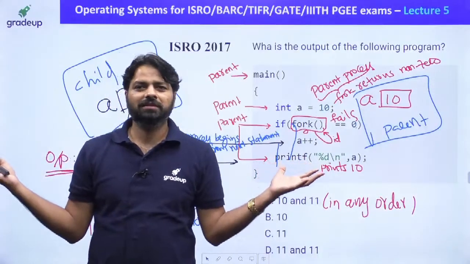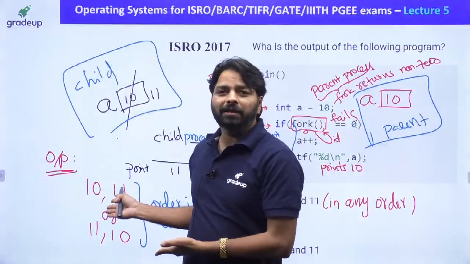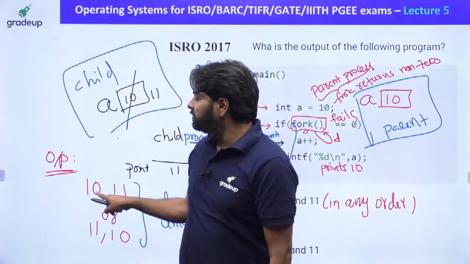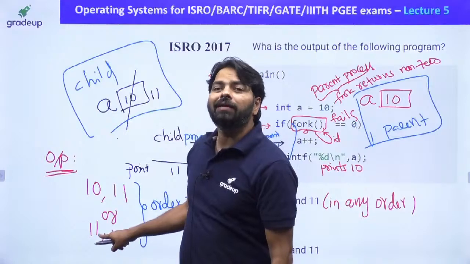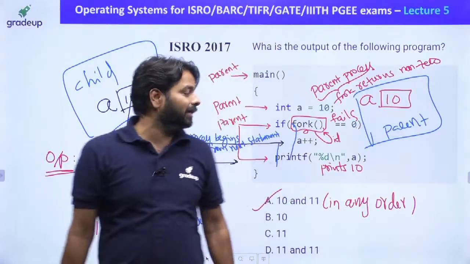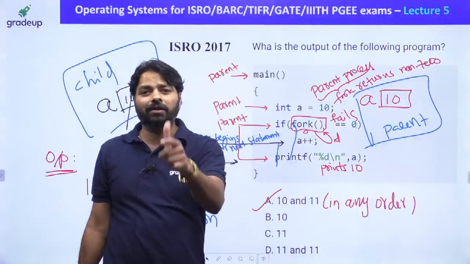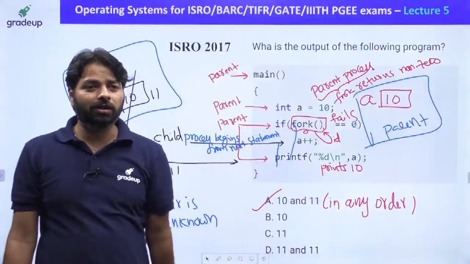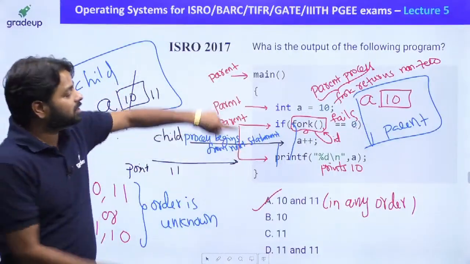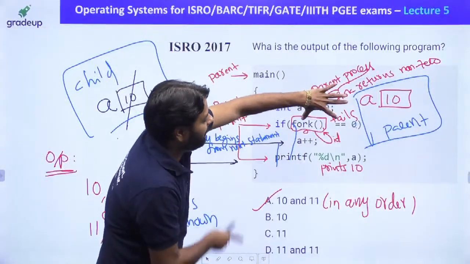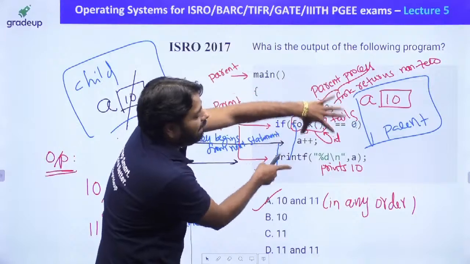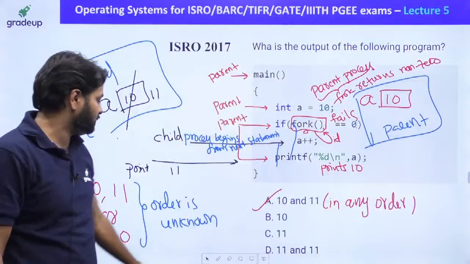Nobody knows. That is the reason anybody can print first. If the parent prints first, 10 comes first. If the child prints first, then 11 comes first. But the answer is very clear: 10 and 11 in any order. Because we don't know, now two processes are executing the same code. One is starting from here and the other is here. Now both are independent, concurrent processes.